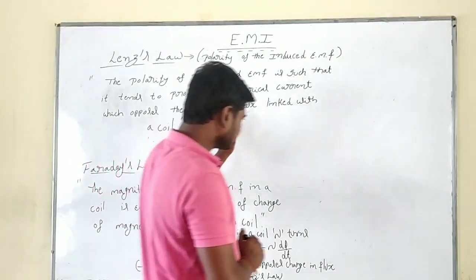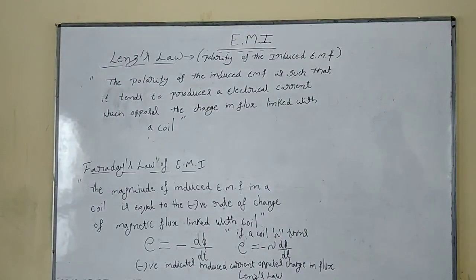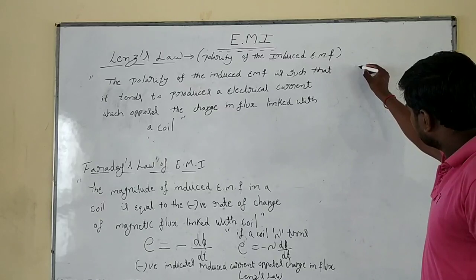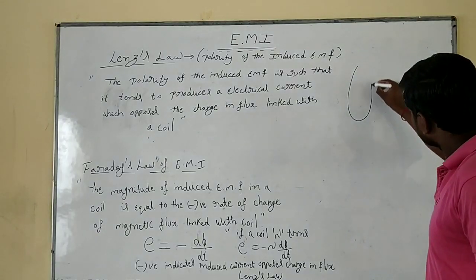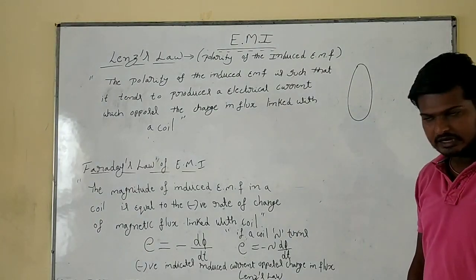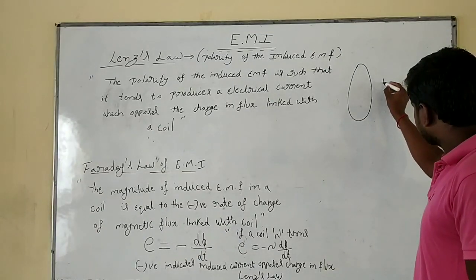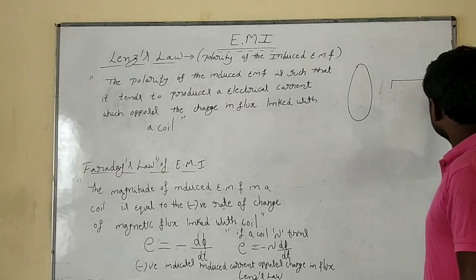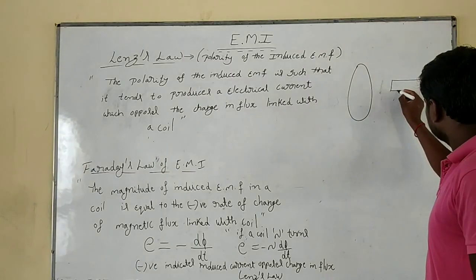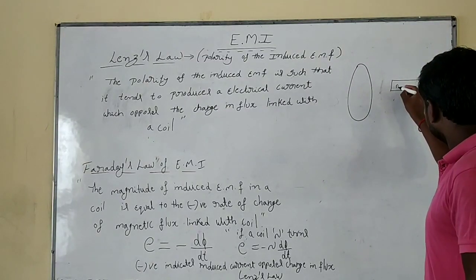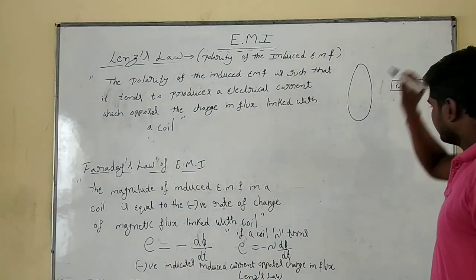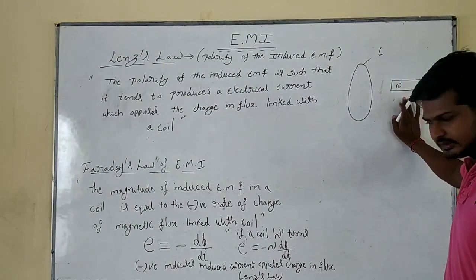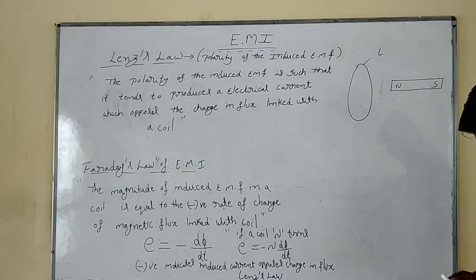Simple thing. See here. Here I have to explain Lenz's law, the same one. I am going to take one coil. I'm going to take one magnet, a bar magnet. Observe properly. Simple one, but a little confusion here. This is the coil C, and this is a bar magnet.